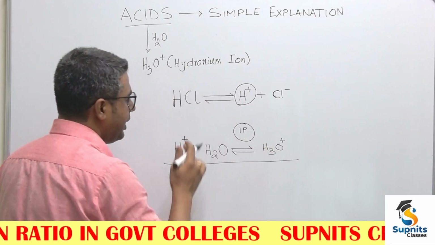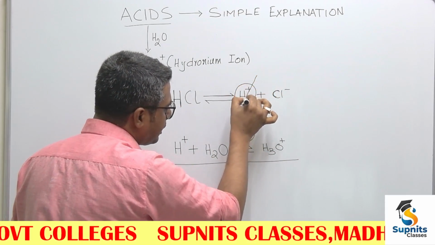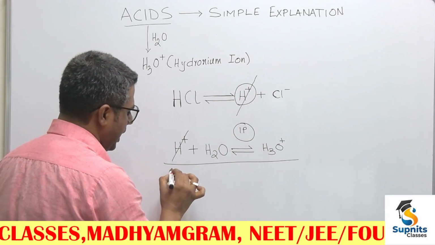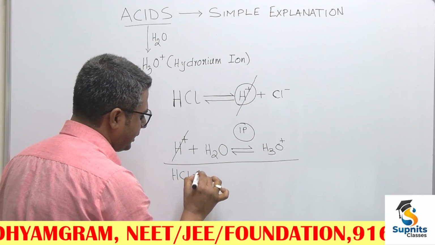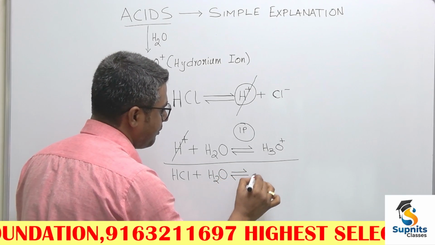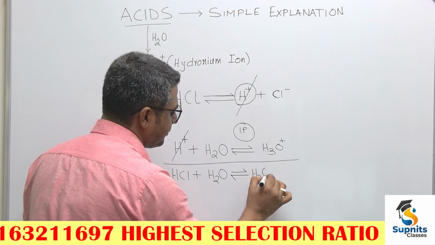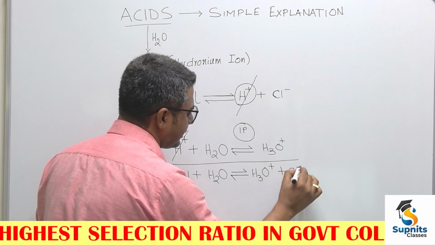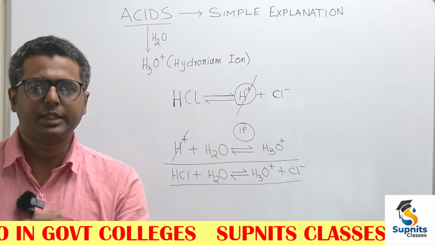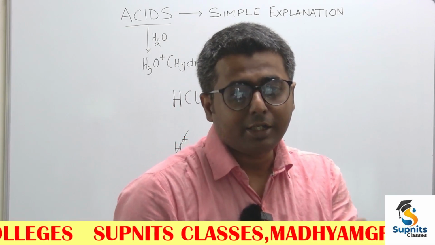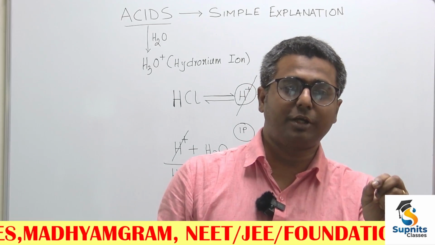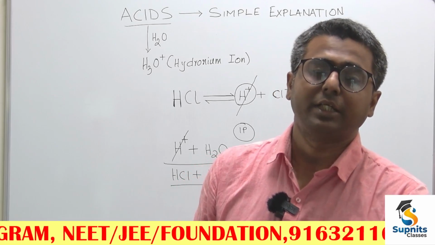Okay. So overall, if I want to formulate this reaction, what will happen? So let us add these two. See, this hydrogen ion was produced and this hydrogen ion was consumed by water. So I can cancel it out. I will find out HCl plus H2O, which will give me H3O plus Cl minus. So any substance which when dissolved in water will give you H3O plus is called as an acid.